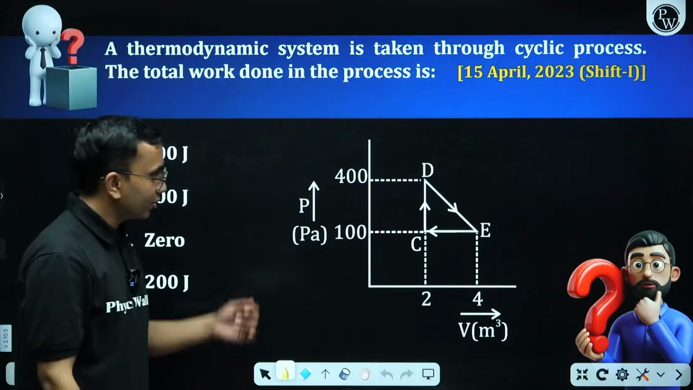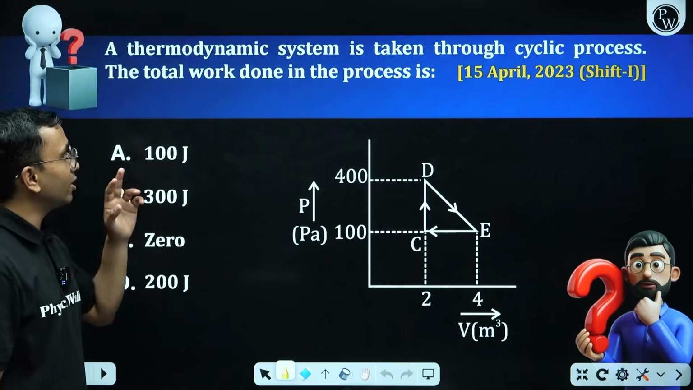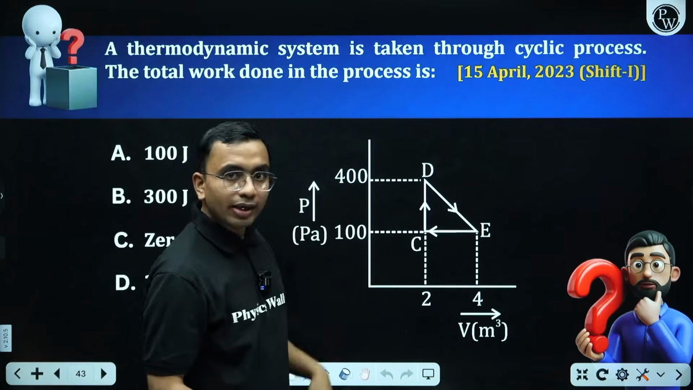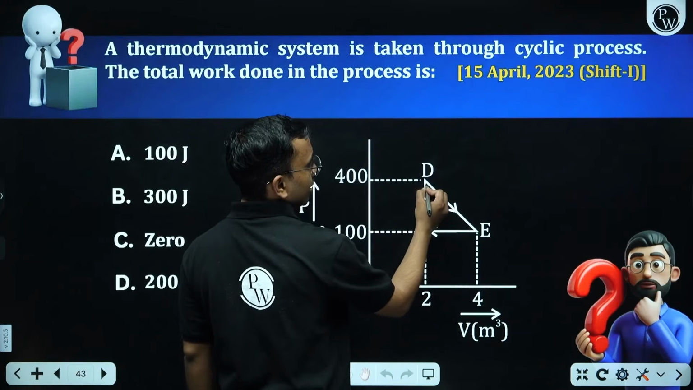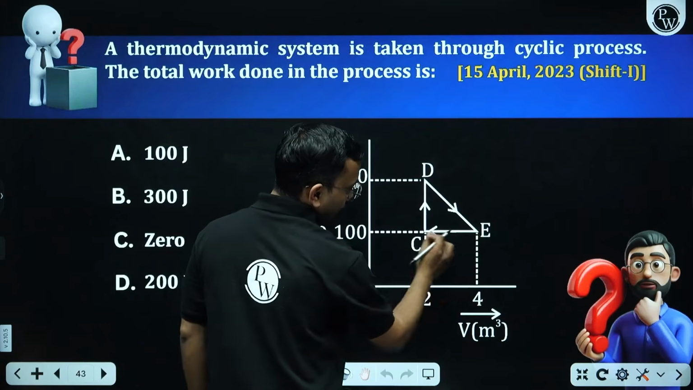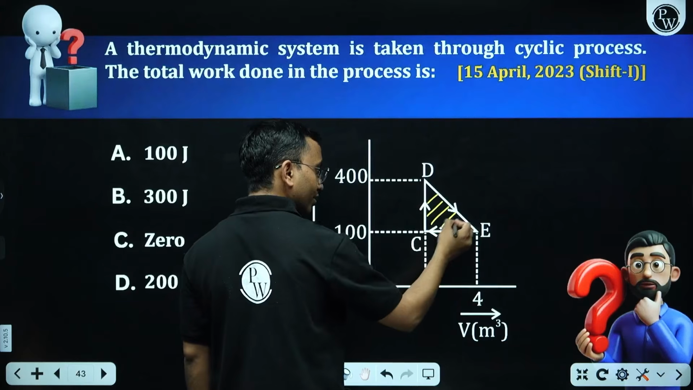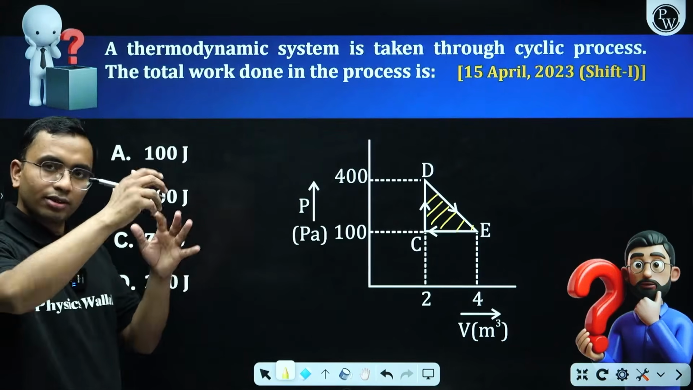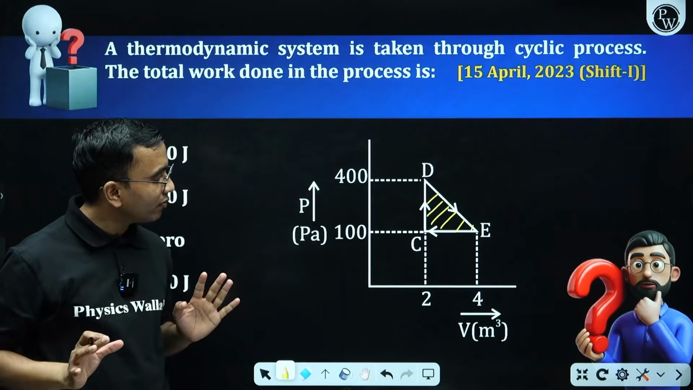Now we are having this question. The thermodynamic system is taken through a cyclic process. The work done in the process is, now this is a cyclic process, you need the area under the curve. From C to D, the area is 0. From D to A, area is total this. From E to C, then negative of this area. So only the area here. So for cyclic process, when you are finding the work done, just take the area of the cycle. That's all. Area of the cycle will be the work done for the cyclic process.